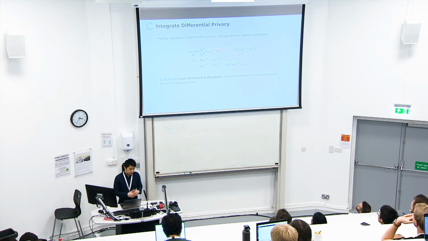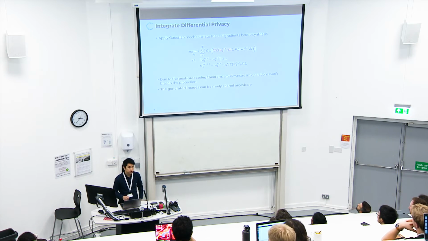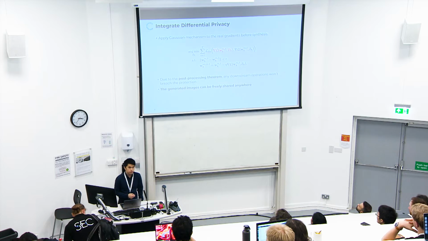And then to further integrate theoretical privacy protection like DP, we simply need to replace the real gradients part. We first use DP-SGD, use DP algorithms to sanitize real gradients, and then we just follow the same procedure as we described before. And due to a nice property of DP, the post-processing theorem, we can show that any downstream optimization won't breach the protection, which means that the generated images can be freely shared anywhere, and any potential privacy leakage will be upper bounded by the privacy budget you set in the first place.